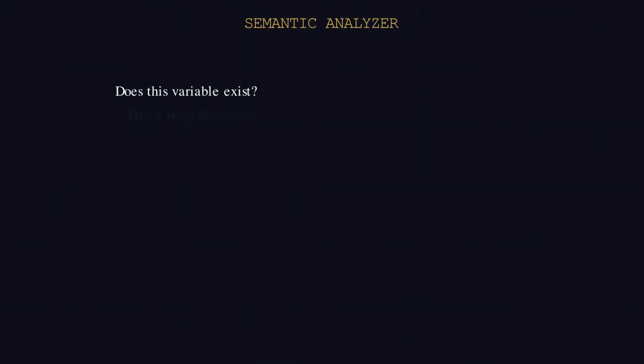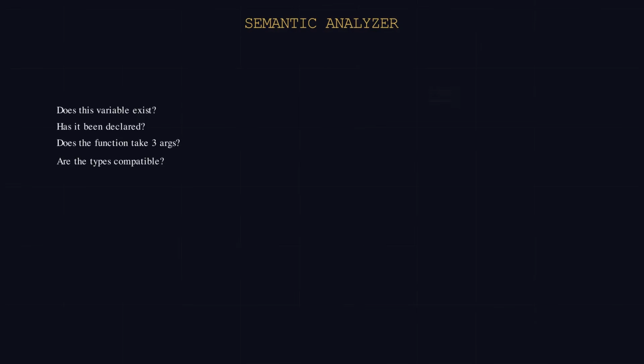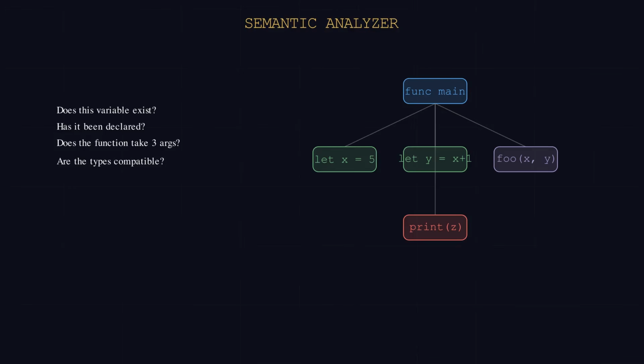Does this variable exist? Has it been declared? When you call a function with 3 arguments, does that function actually take 3? When you add 2 things, are they types that can be added? It walks the tree node by node.